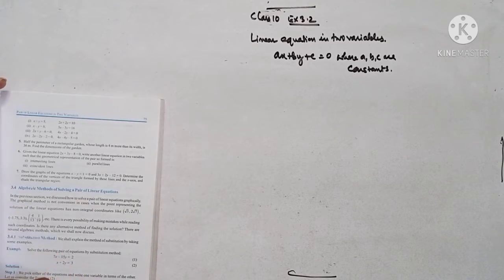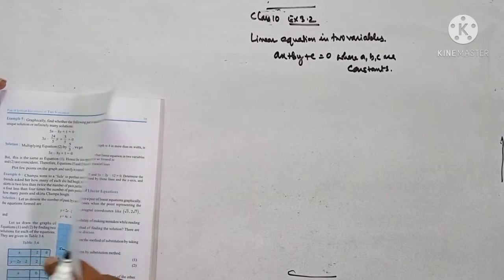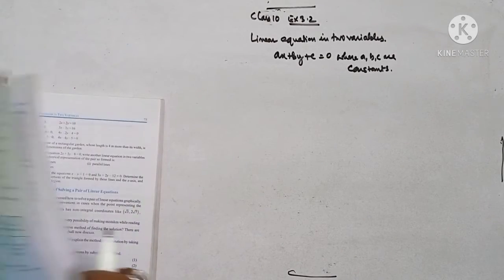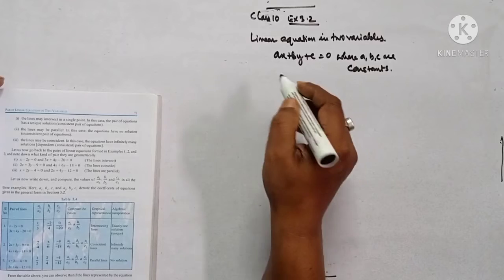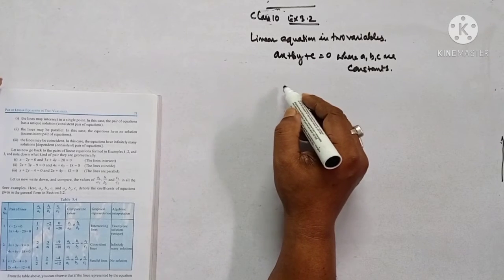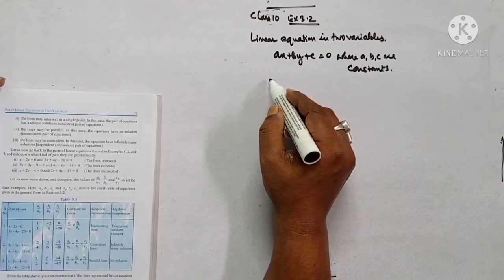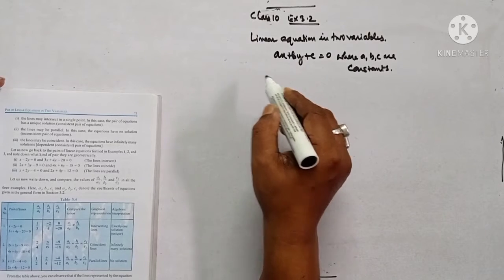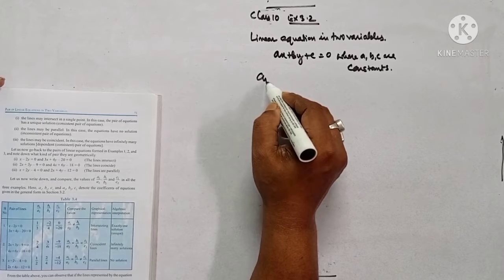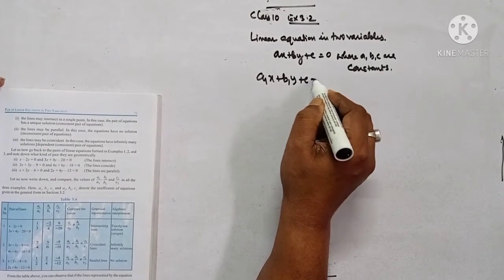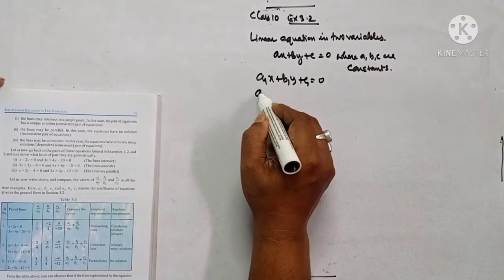The important point that you must remember is that whenever you draw a graph of a linear equation in two variables, you will always get a straight line. And here are some important points: let these two be the linear equations.